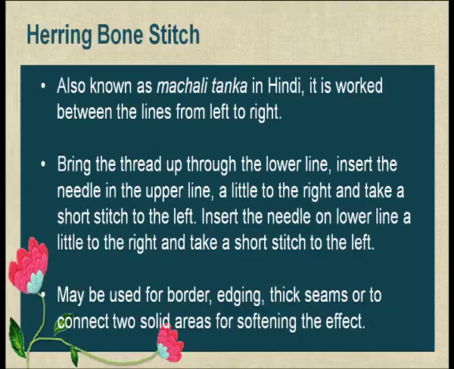Bring the thread up through the lower line, insert the needle in the upper line, a little to the right and take a short stitch to the left. Insert the needle on the lower line, a little to the right, and take a short stitch to the left. It is used for making borders, edging, thick seams or to connect two solid areas for softening the effect.